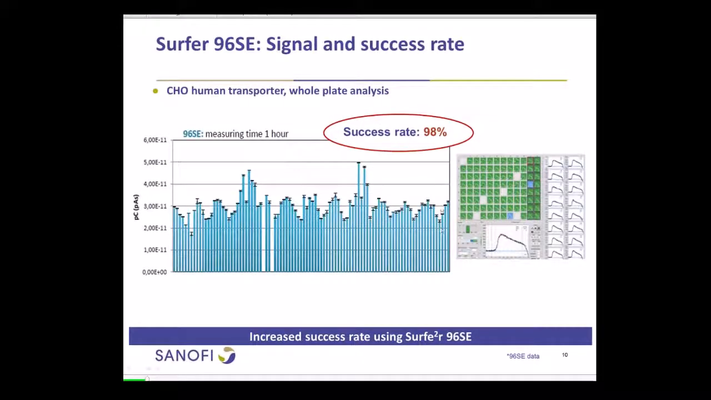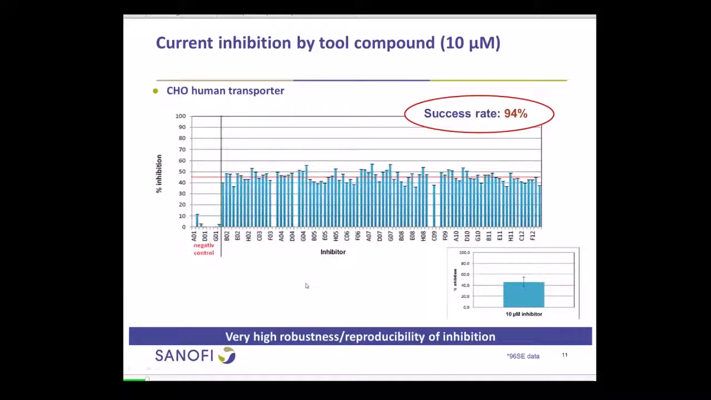Now I want to go a little bit into detail of some statistics of our surfer measurements, because this is of course pretty important for screening and profiling campaigns. With the 96 SE, this is an exemplified plate, so we got a success rate of 98%. So just one or two wells were not functioning, and this is what you can see.